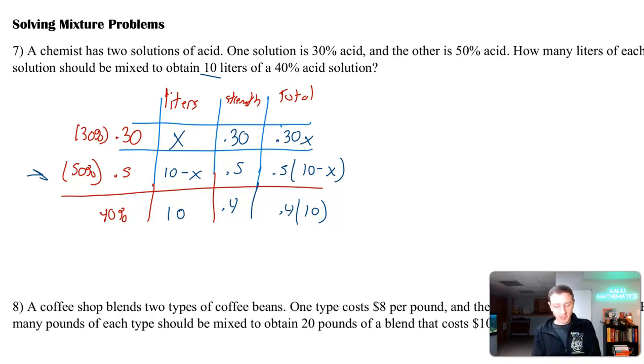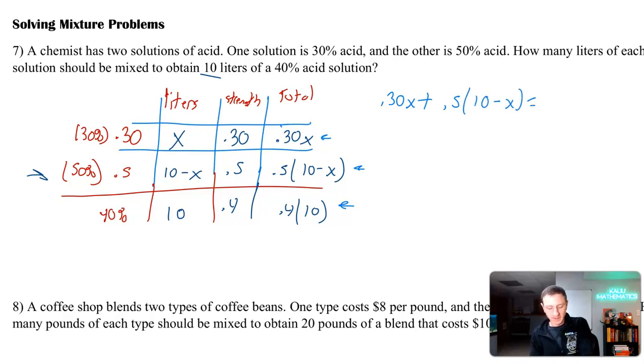Now we just set up an equation. If I add this and this, that will get me that last piece of information. Whatever amount of the 30% plus whatever amount of the 50% solution will give me a 40% solution with 10 liters total. So I'm going to do 0.30x plus 0.5 times 10 minus x is equal to the total of 0.4 times 10. And from here, it's just solving.